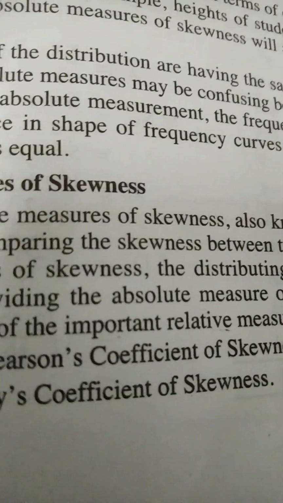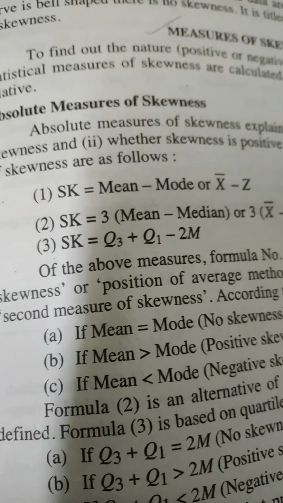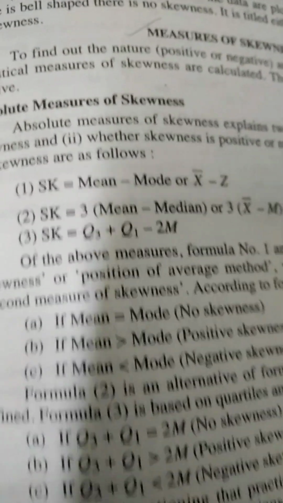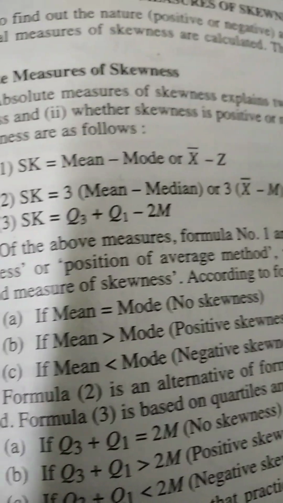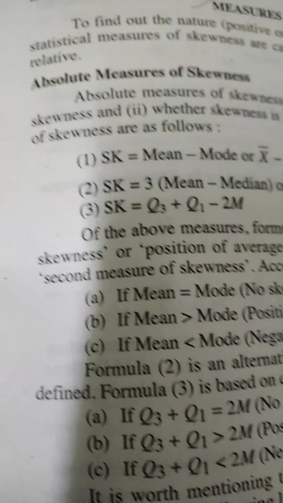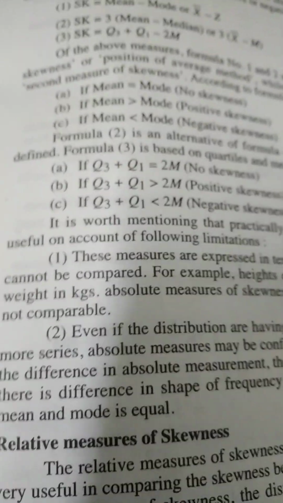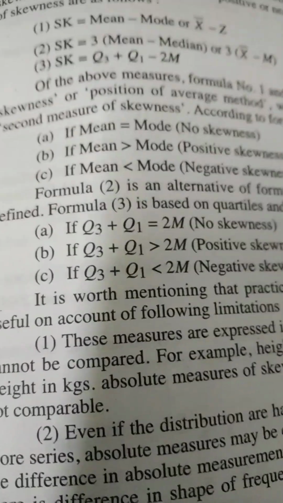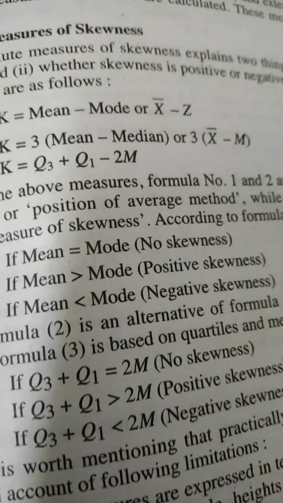of skewness. Now the first and second formulas depend on Karl Pearson's skewness, that is the first measure, and the quartile formula Q3 plus Q1 minus 2 times median, which you are seeing, is the second measure which is related to Bowley. Bowley has used quartiles and median to explain skewness, and Karl Pearson has taken mean, median, mode.